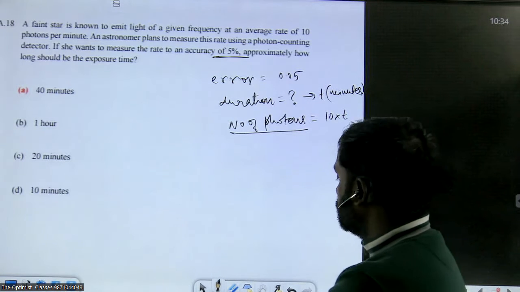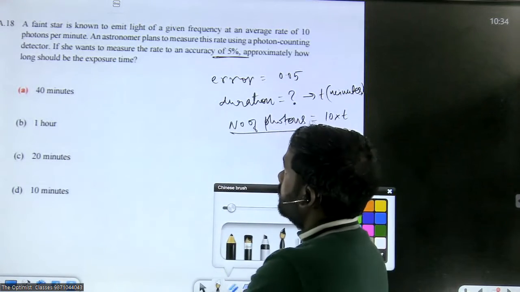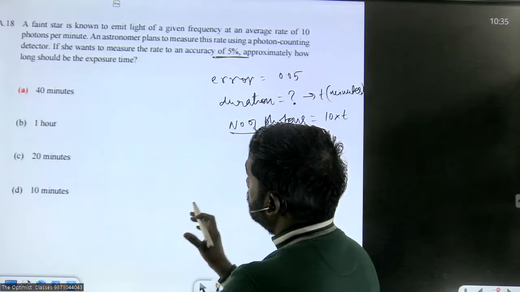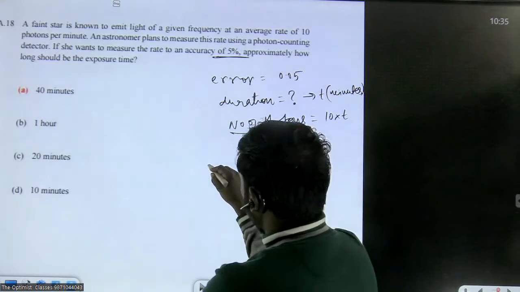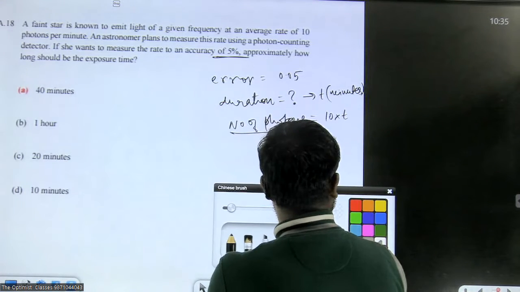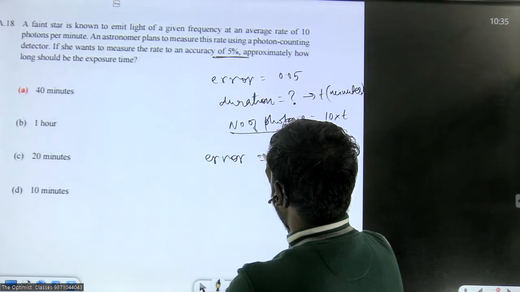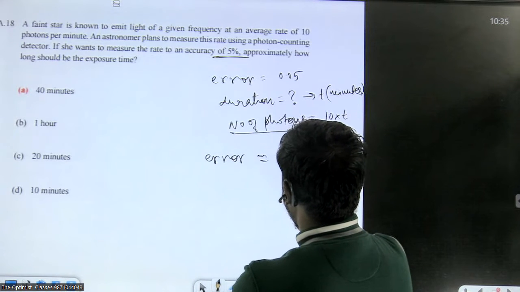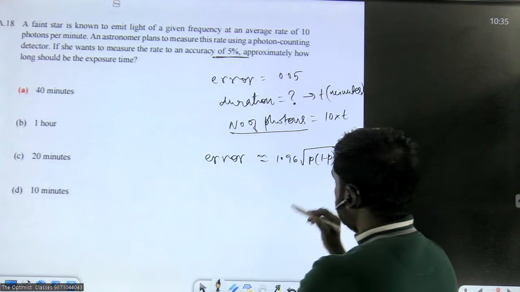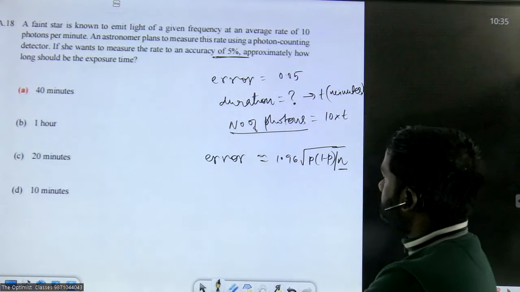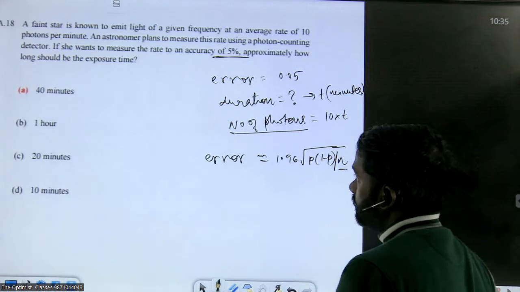Okay. So actually in binomial distribution, there is a formula for error for a given number of sample points. The error is something like this. So the error in binomial distribution is approximately equal to 1.96 times root under p into 1 minus p divided by n, where n is the number of data points, and p is the probability of a favorable or unfavorable event.